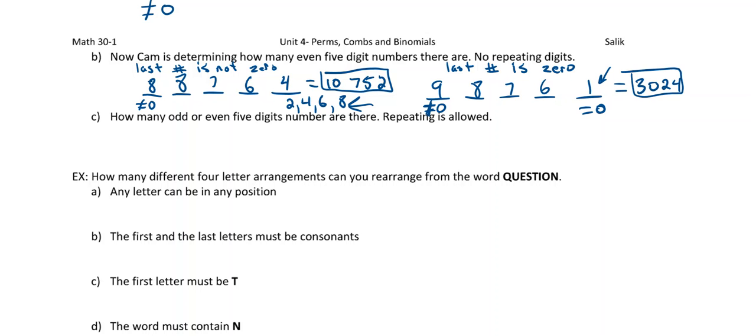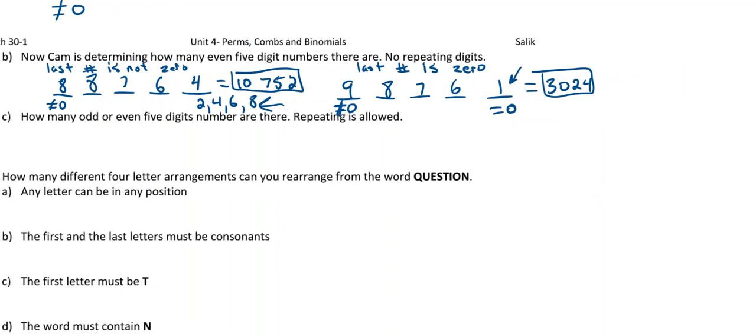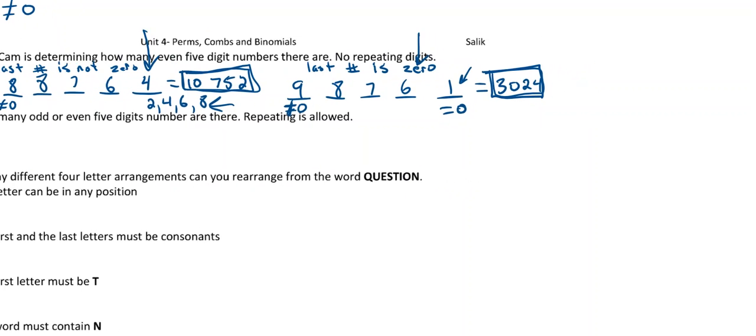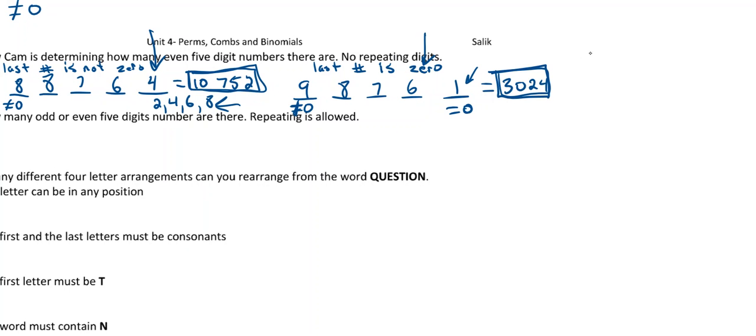Okay, so now, in this situation, we split it up, right? There was this many ways, and then also this many ways, okay? So in this situation, we're not going to multiply them. We add these together. These are like different cases. This is like case number 1, and this is like case number 2. So we just add those different situations up. So we'd say, okay, there is 10,752 plus 3,024. So we end up with 13,776.